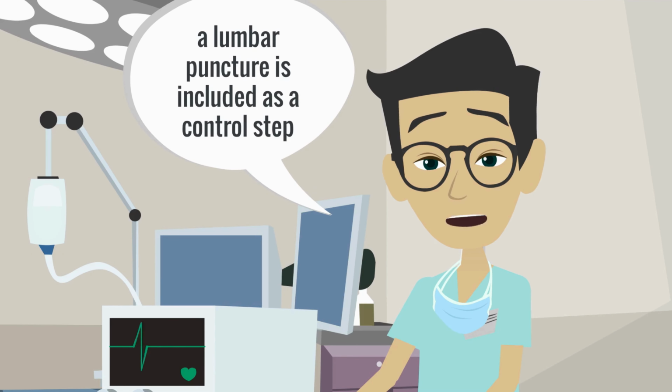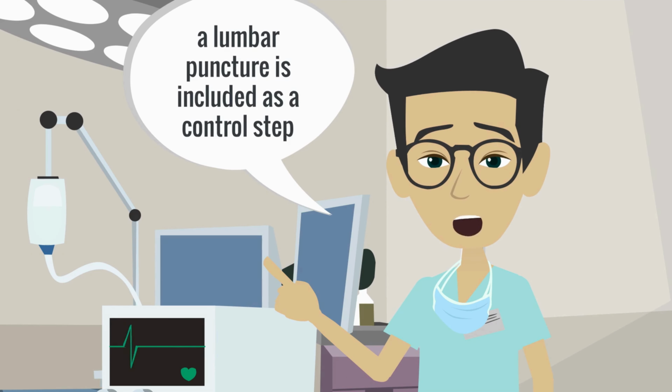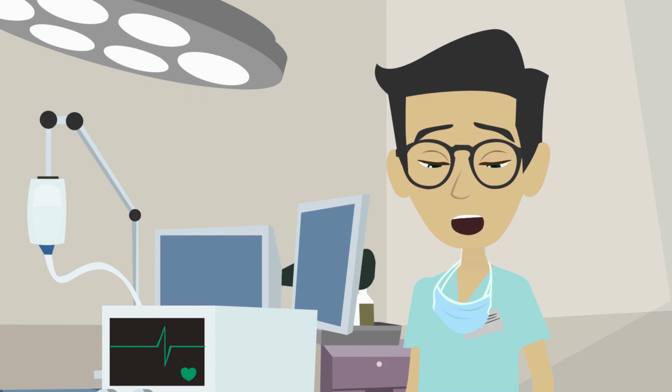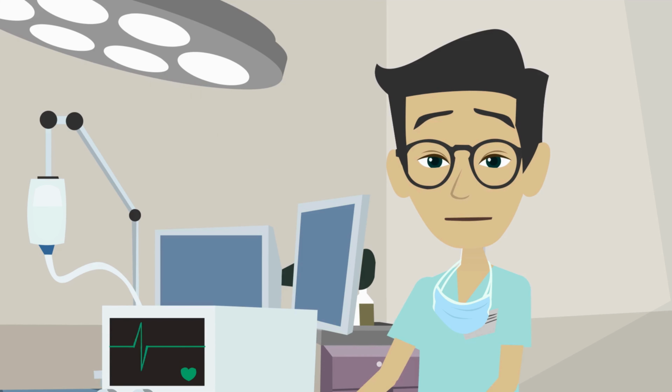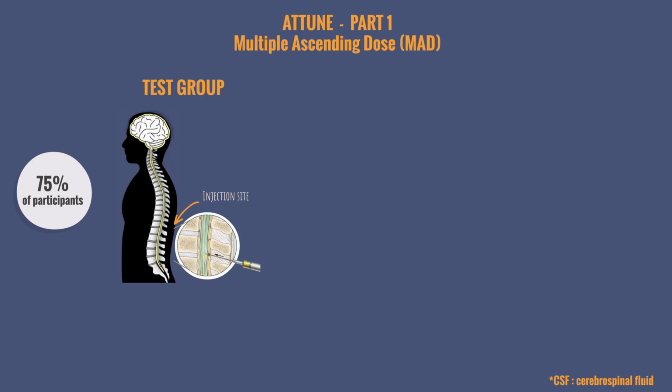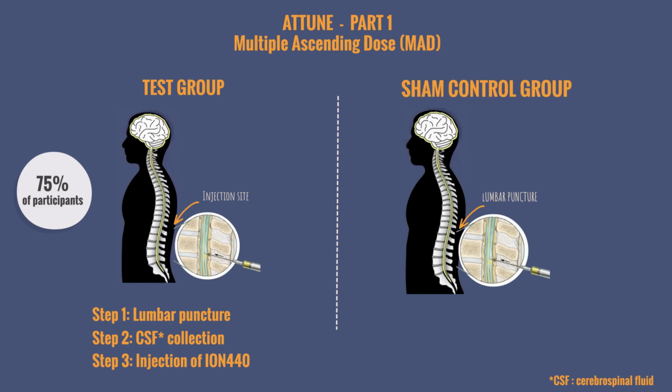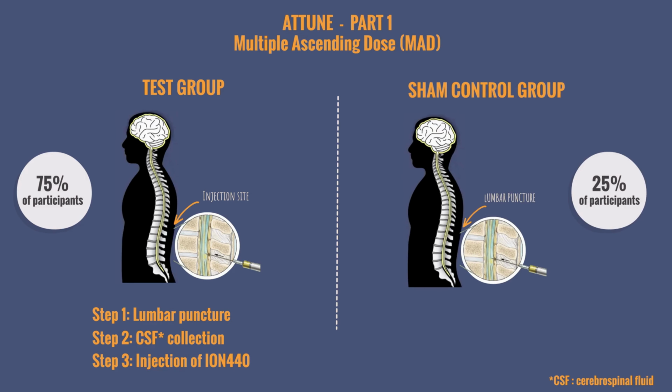A lumbar puncture, which allows for collection of the CSF for analysis, is included as a control step in the ATTUNE study protocol. It will be performed every time an injection of ION 440 is scheduled. In part 1 of the study, 75% of people will receive ION 440 after the lumbar puncture and CSF collection. In the sham group, which represents 25% of the participants, the procedure will stop with the lumbar puncture and collection of the CSF, and no ASO or any other solution will be injected. We will come back to this point later.